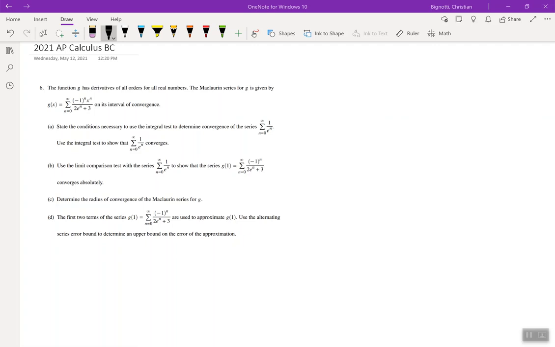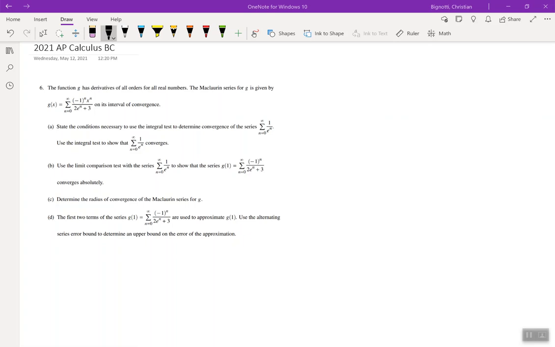So we're going to be doing number 6 of the 2021 AP Calculus BC free response question. So let's get right into it. It says the function g has derivative of all orders for all real numbers. The Maclaurin series for g is given by g(x) equals that on its interval of convergence.